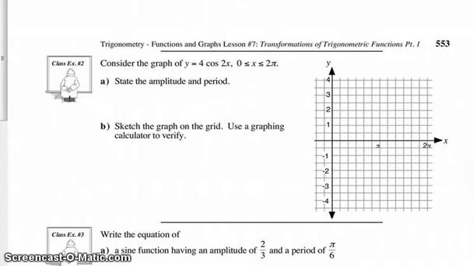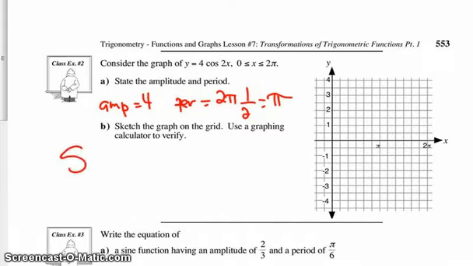So to state the amplitude and the period, clearly I can see that the amplitude is going to be 4. And I can see the period, well, I find the period by going with my 2 pi and horizontally stretching by 1/2, so that makes the period pi. I sketched this graphically on the grid. Remember we talked about S, R, and T.